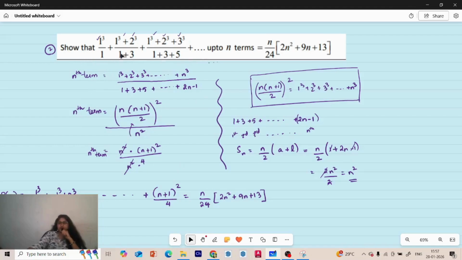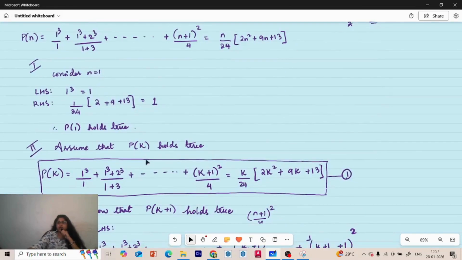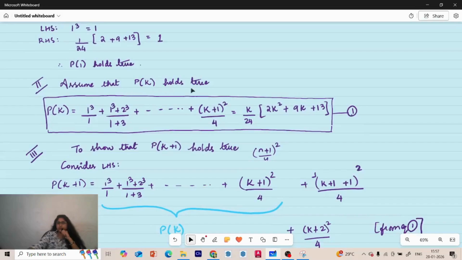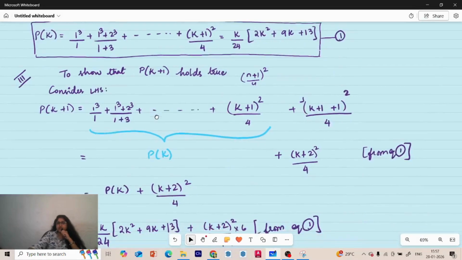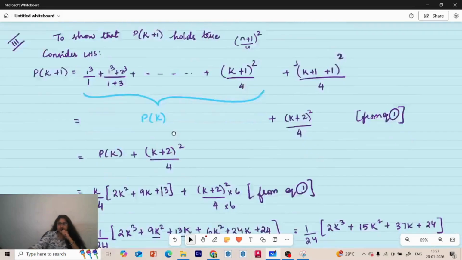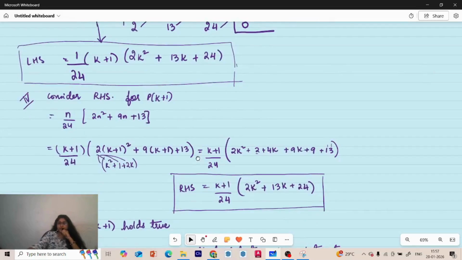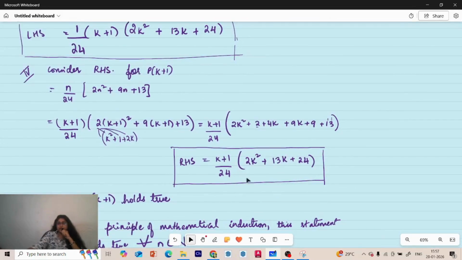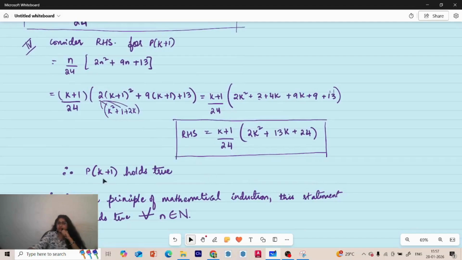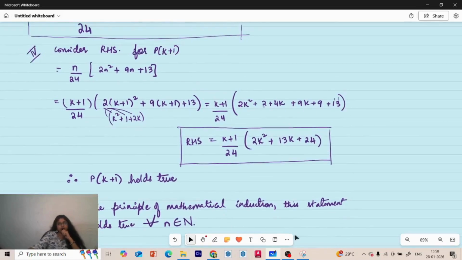Again, in this we solved the nth term. Once you got that, you did P of 1 is true, you assumed that P of k is true, you got the statement. Then for P of k plus 1, you considered the LHS, simplified it, got the value. Then you considered the RHS, simplified, got the value, both of them are equal, so P of k plus 1 holds true. Therefore, by the principle of mathematical induction, this statement holds true for all n belongs to natural numbers.